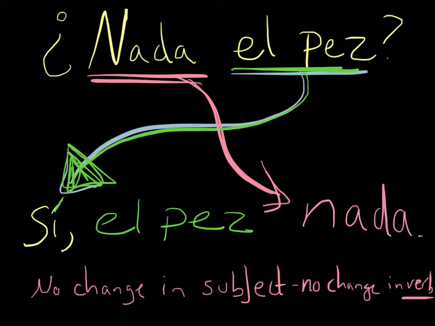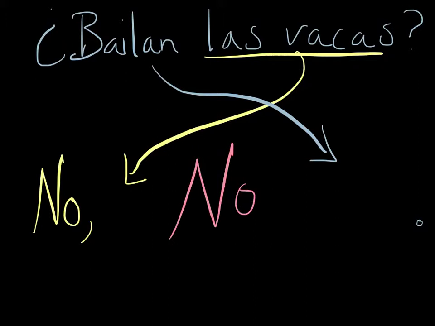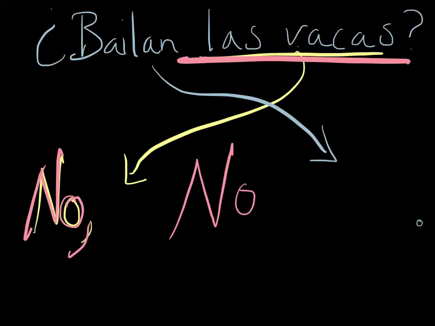All right, let's look at one more. Bailan las vacas. Are you the vacas? No. So you would say no, comma, no, to answer my question. You'd bring las vacas down here. Those cows. No.